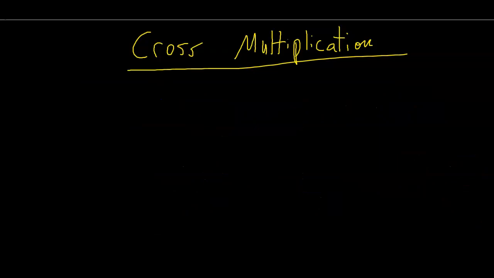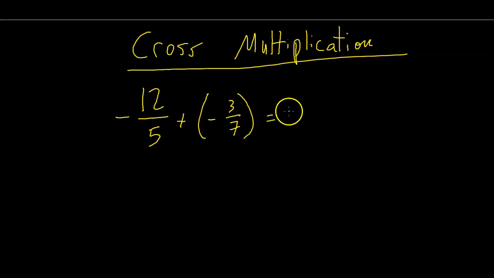Okay, let's think. What would be a good example? Let's do negative 12 over 5. Let's say minus, actually let's say plus negative 3 over 7, just to practice an example like this. Negative 12 over 5 plus negative 3 over 7. Let's remember our rules of adding with negative numbers. This is nothing but 12 over 5 minus 3 over 7. Adding a negative is the same as subtracting.